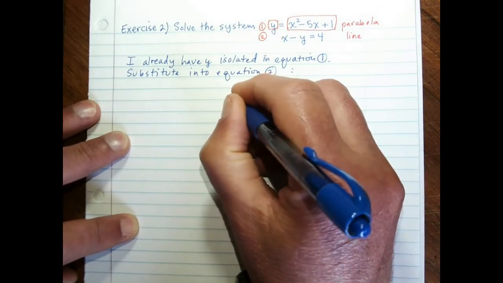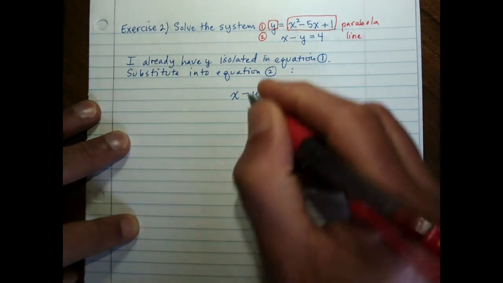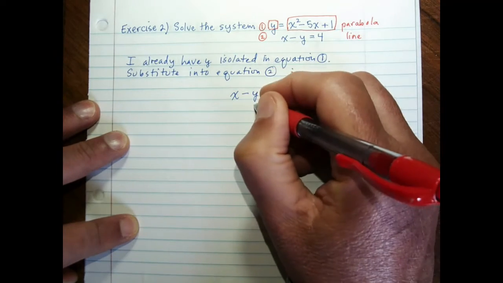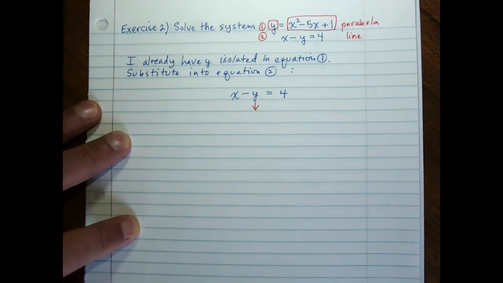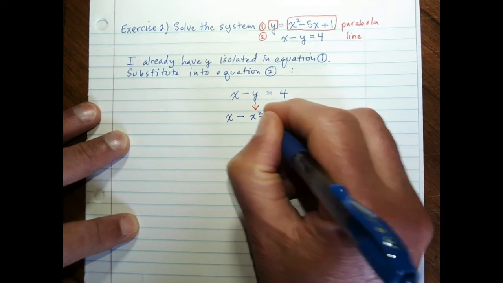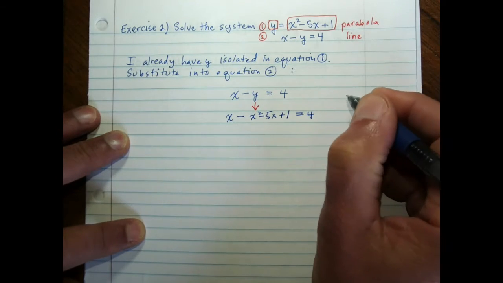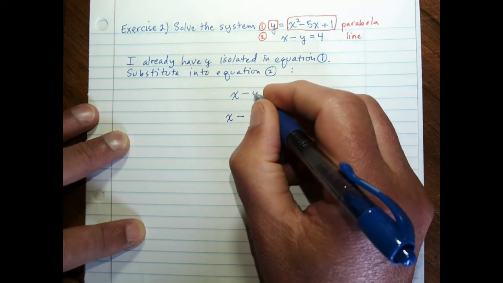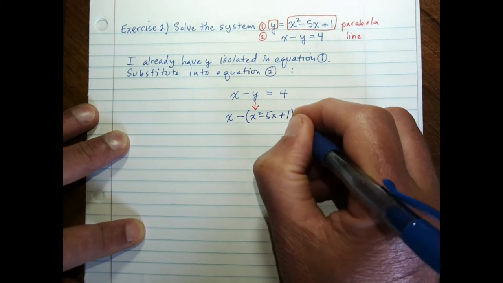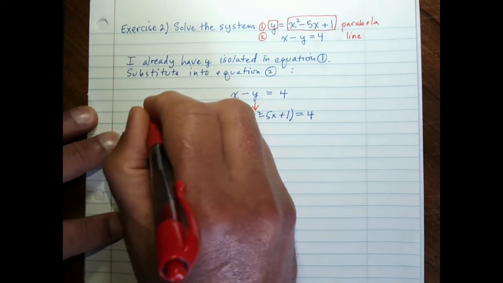Let me copy equation 2 down here, x minus y equals 4. What I'm going to do is replace the y with this quadratic expression in x. So instead of x minus y, I'm going to write x minus (x squared minus 5x plus 1) equals 4. Probably the trickiest thing here is that if you substitute this expression for y behind a minus sign, I need parentheses, and I need to distribute the minus sign.